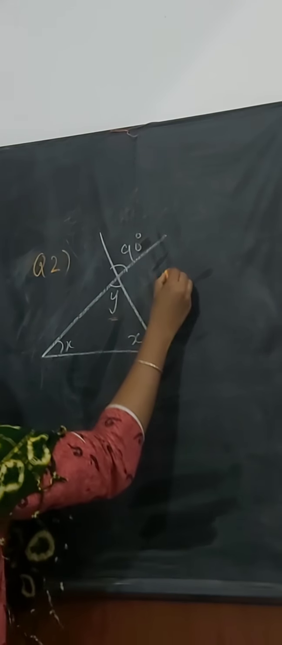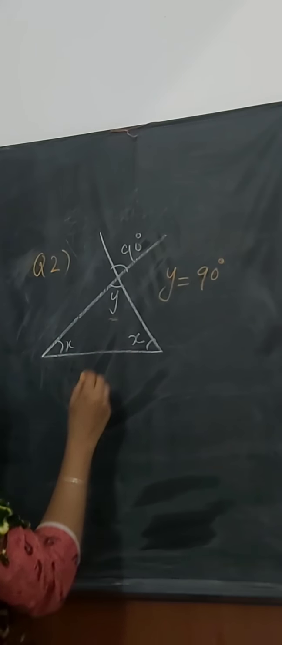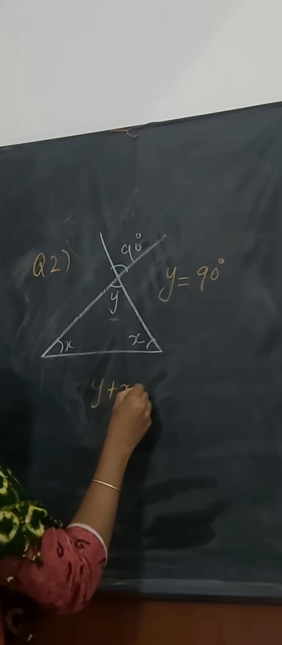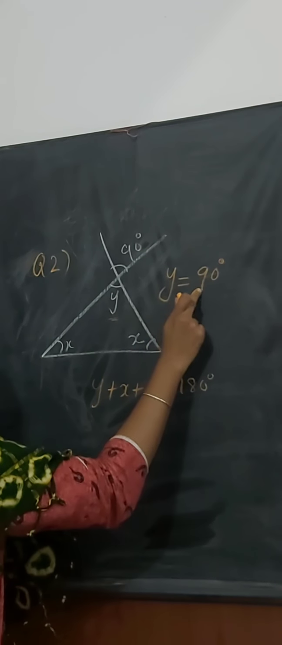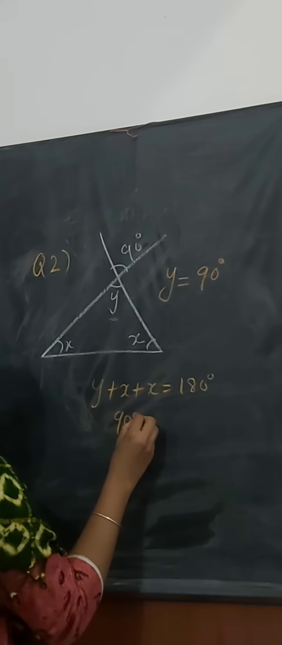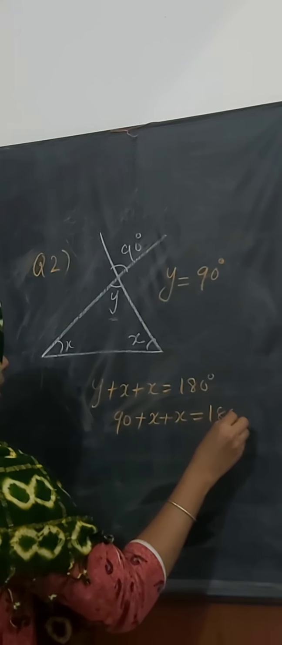This is the third diagram. First we find y. These two angles are vertically opposite angles. That means angle y equals 90 degrees. Okay. Next we use the angle sum property. Y plus x equals 180 degrees. We know that y equals 90 degrees.